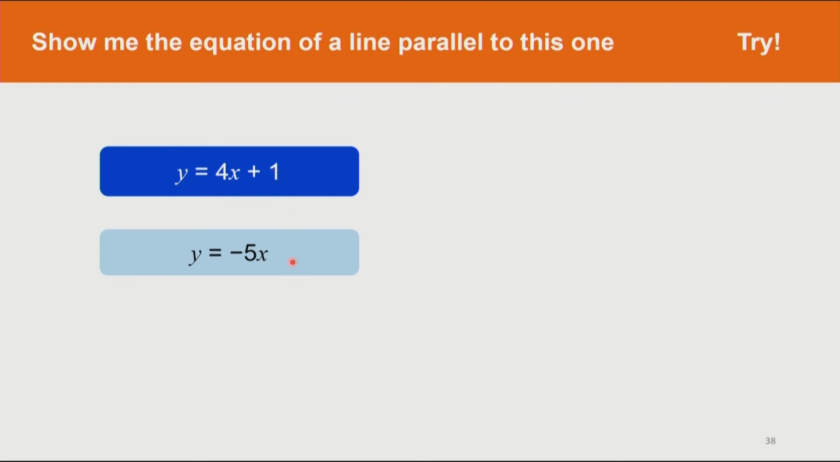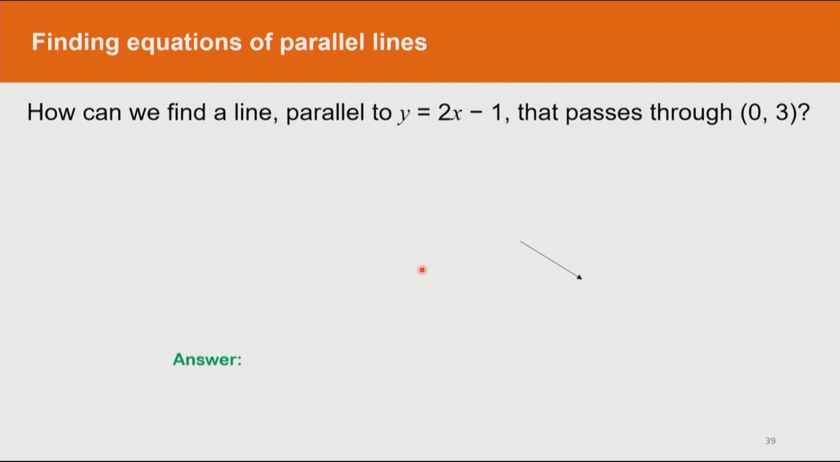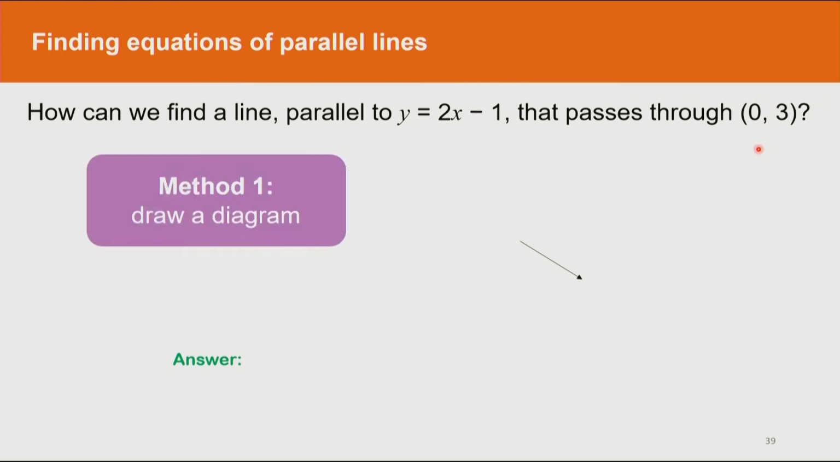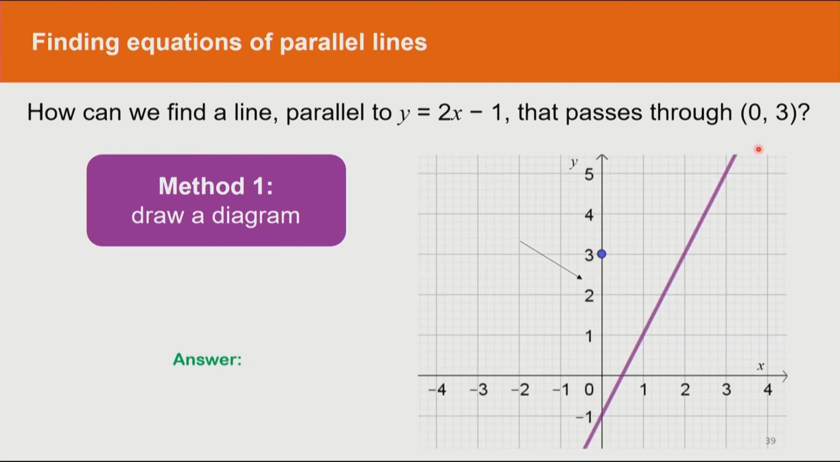If you look at the second one here, the gradient is negative 5. So we expect the other one also to have a gradient of negative 5. Here we are not given the value of c, so we can say that it passes through the origin. Now, finding equations of parallel lines: how can you find the equation of a line parallel to y equals 2x minus 1 that passes through (0, -3)? We have method 1, draw a diagram.